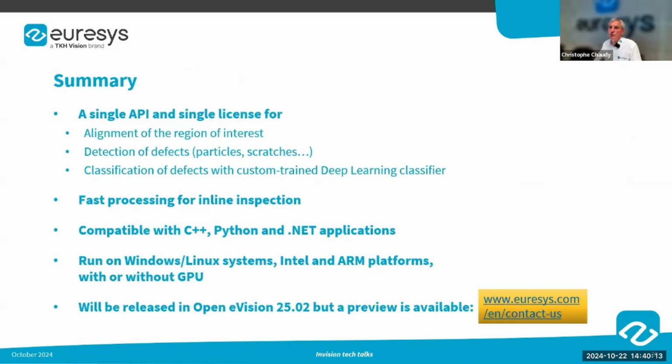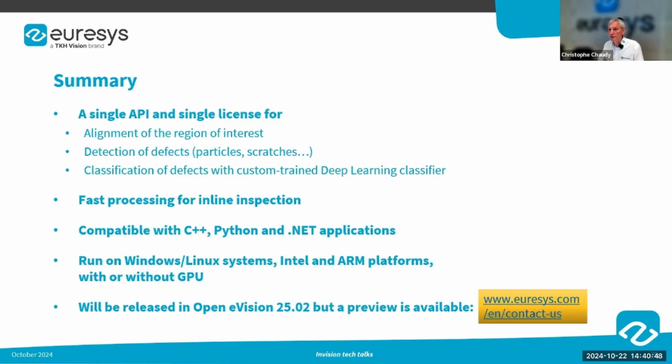So if I can summarize the presentation, EasySpotDetector is a software library, and in a single API and a single license, you can perform alignment of the region of interest to find the parts, the detection of defects like particles, scratches, holes, dots, etc., and the classification of the defects with a custom trained deep learning classifier. So these 3 steps are included in EasySpotDetector.